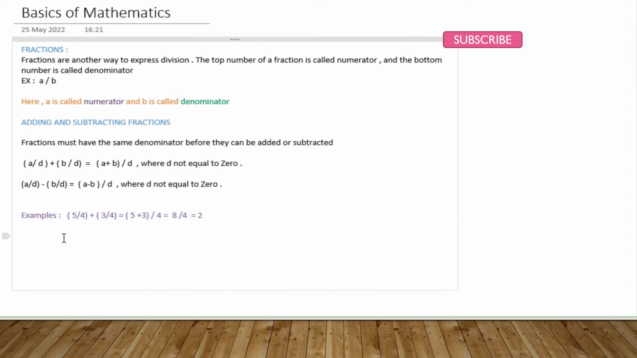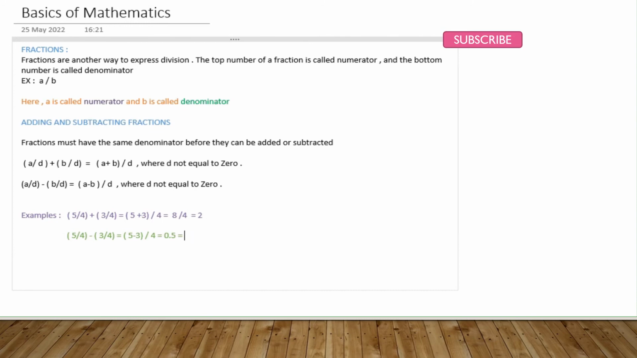Subtraction is also similar. If we take the same numbers but just subtract them, for example, 5 divided by 4 minus 3 divided by 4, that is equal to 0.5. Let me explain clearly. The denominator is the same, so subtract the numerators. 5 minus 3 divided by 4 is equal to 0.5.